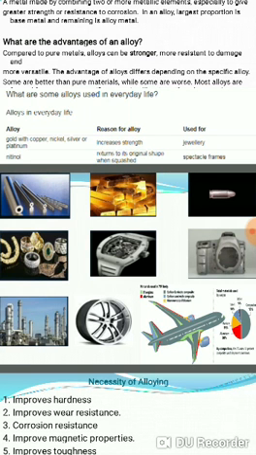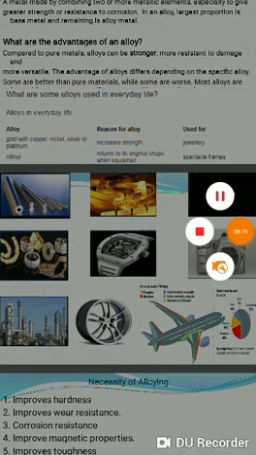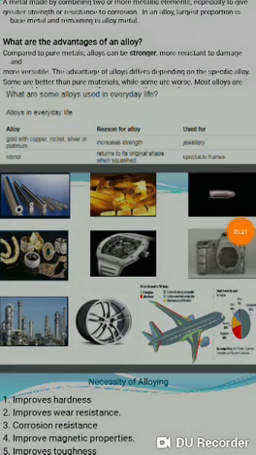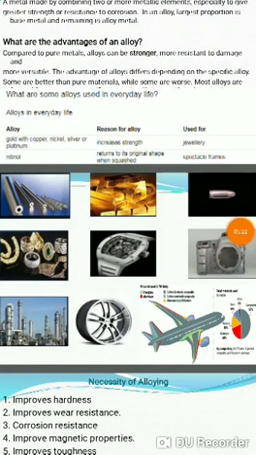Now, when we go to the 3D part, alloying a metal is done by combining it with one or more other elements. Unlike pure metals, most alloys do not have a single melting point, but a melting range during which the material is a mixture of solid and liquid phases.